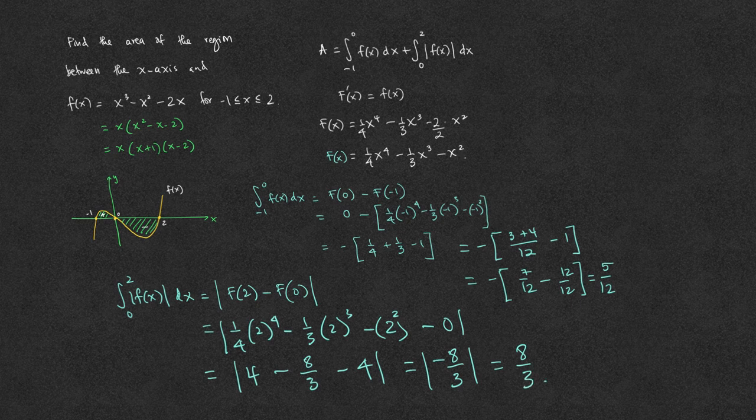And so the total area that we're looking for is 5 over 12 plus 8 over 3, where the common denominator is 12. And so this is 12 in the denominator: 5 plus 8 times 4 is 32. And so the answer we're looking for is 37 over 12. The exact answer, not a decimal.